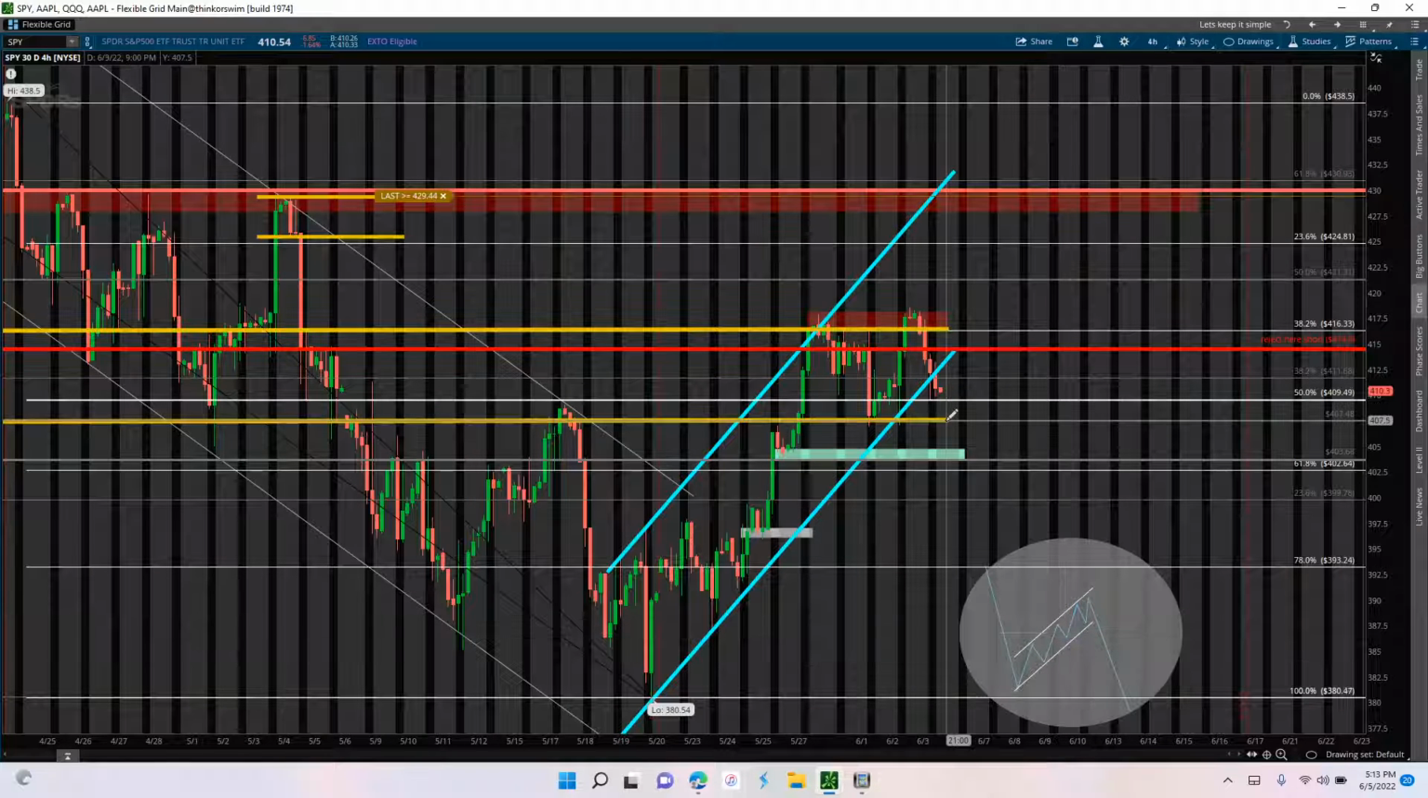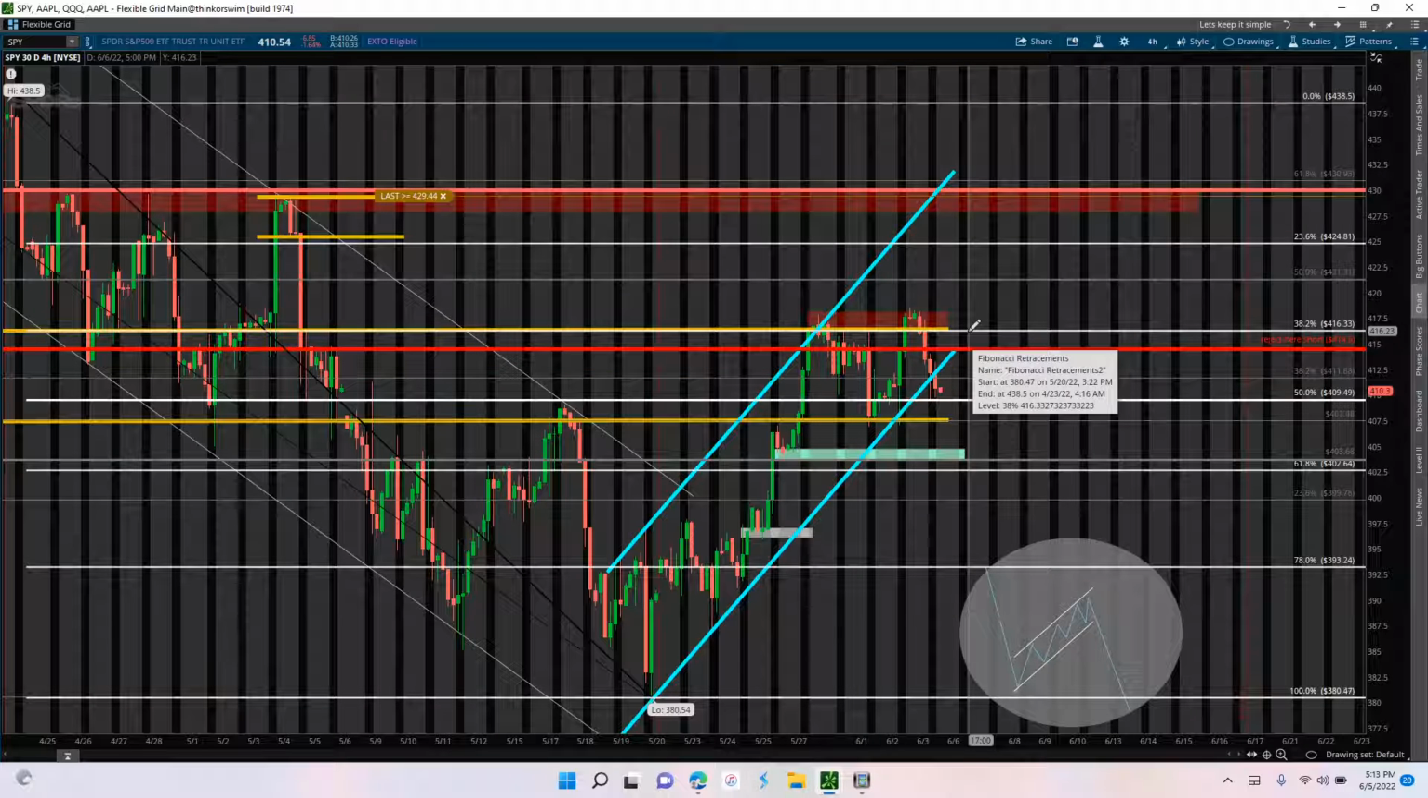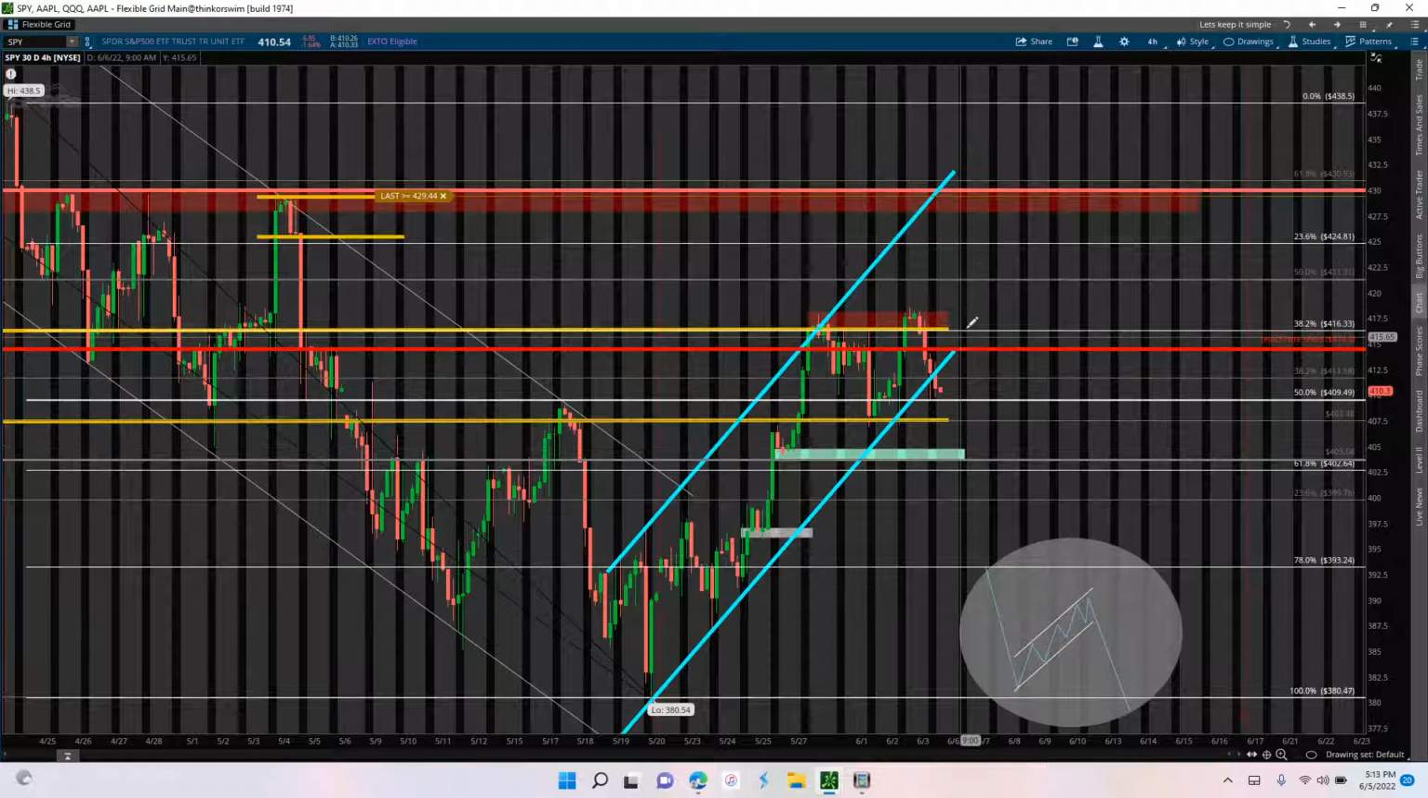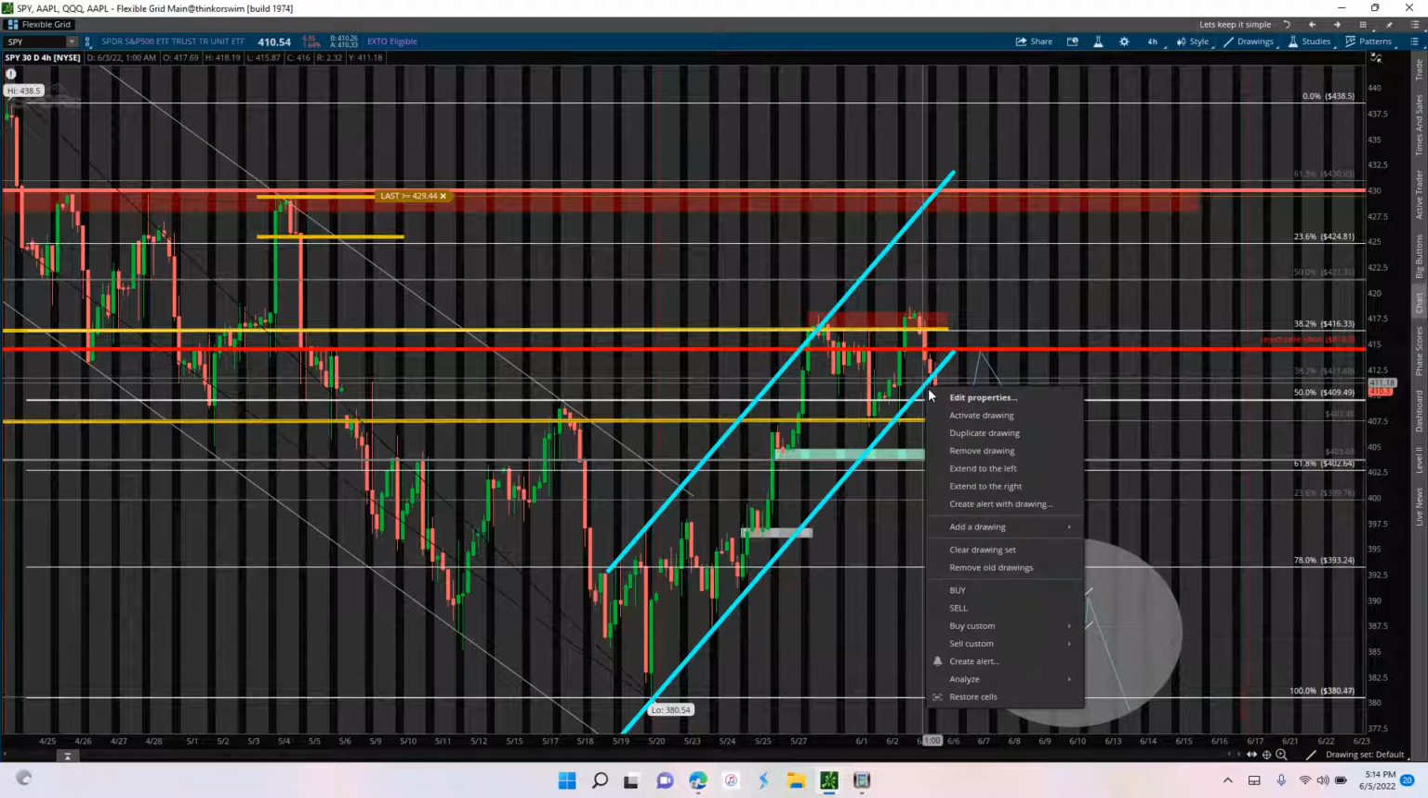Now, if we bounce here at 407, if 407 holds as support and it bounces and we come back up, we must reclaim this channel for the buyers to be in control. So if we come down here and then this holds and it comes for the bounce, this is where you want it to reject and then continue down. And that'll be back testing the channel.